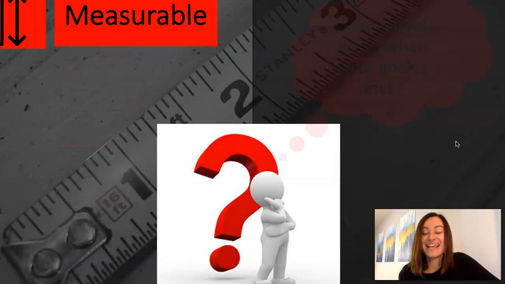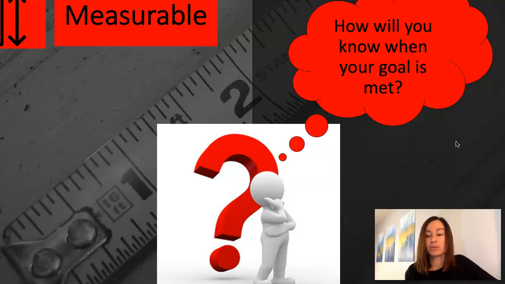The next letter is M, and M stands for measurable. So you should be thinking, how will you know when your goal is met? In my example, I know my goal will be met when I have run 1 mile in 8 minutes. You should also be thinking about what type of measurement you are using. In the example, I used time as my measurement. Some goals simply need a yes or a no to know they are met, while other goals need more specific units of measurement like weight, time, or percentages.